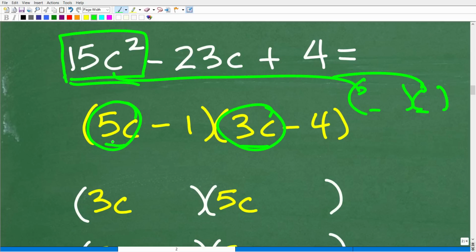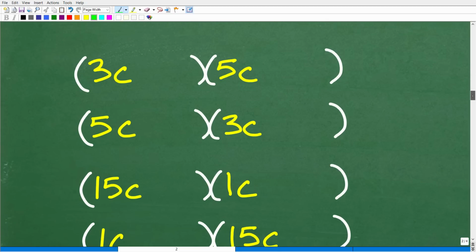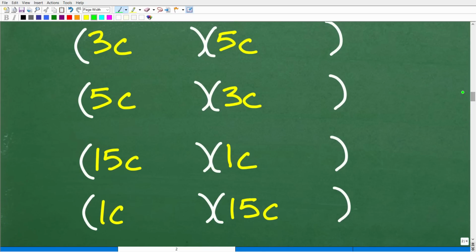I'm sorry, not 15c, 5c and 3c. Again, these are the factors of 15c squared, because 5c times 3c is 15c squared. Okay, so hopefully I'm not misspeaking and everyone is with me. So 3c times 5c, 15c squared, but we have a ton of other ways we can set this up, right? So we can have 5c, 3c, or 15c and 1c, and 1c and 15c.